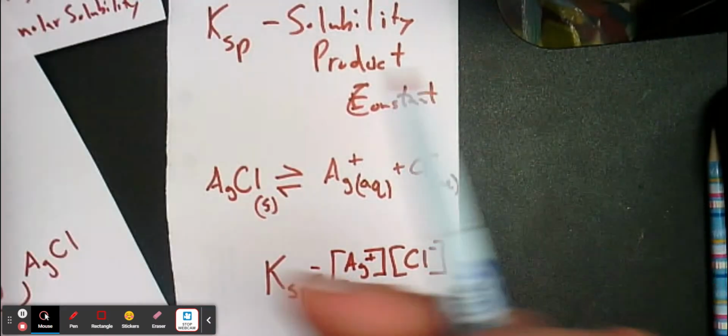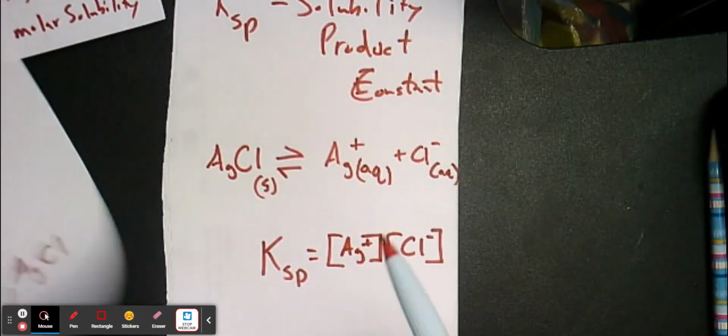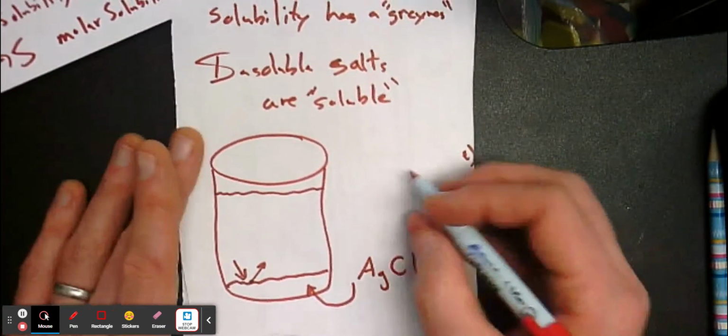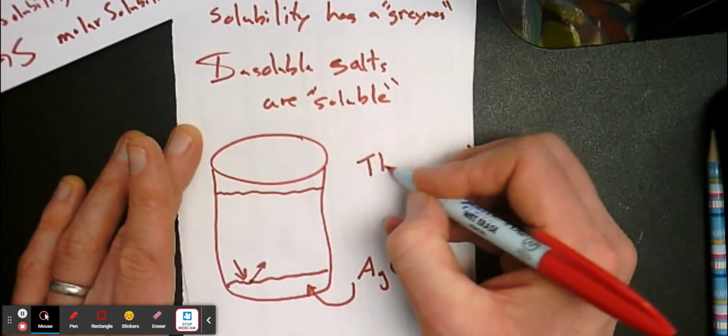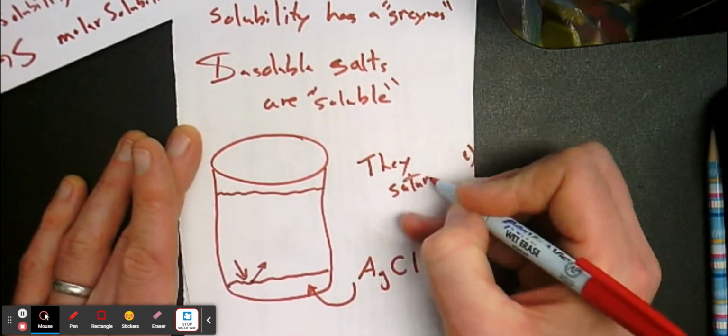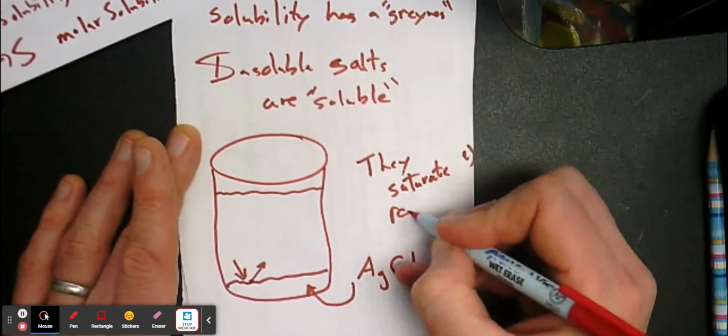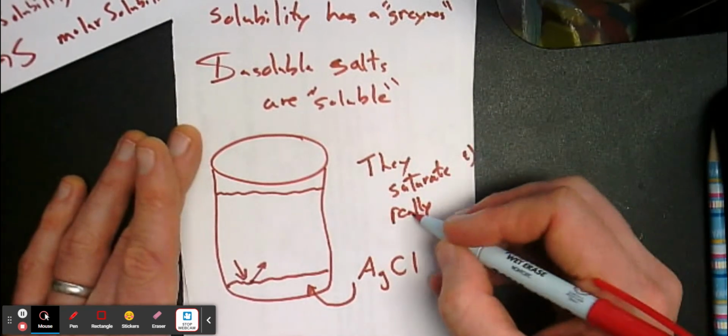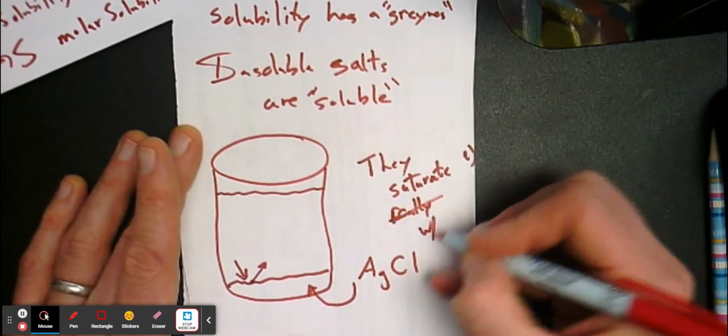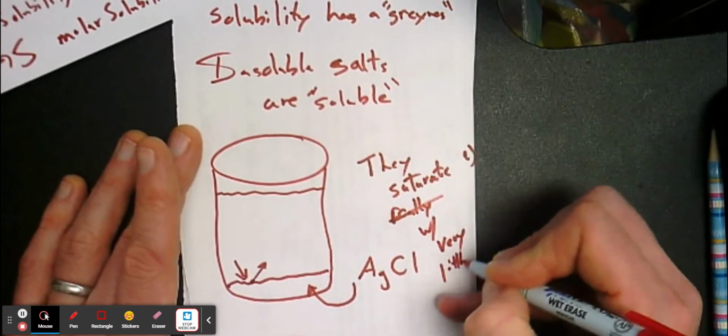It is not on here. It's not one of the ones given, even though you can derive it, in that equilibrium constants are always products over reactants, but you'll see KSP is not one of the ones there. I want to add something to this picture. They saturate really quickly, or with very little.